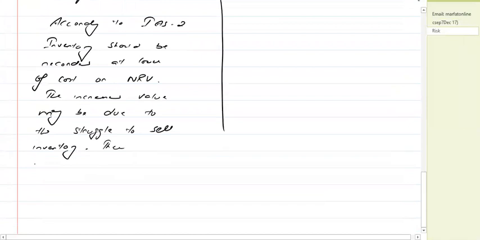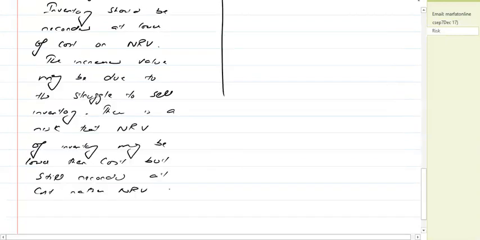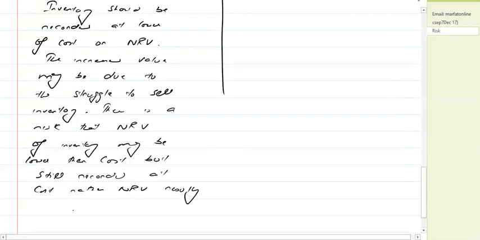There is a risk that NRV of inventory may be lower than cost, but still recorded at cost, rather than NRV, resulting in the overstatement of assets and profits.